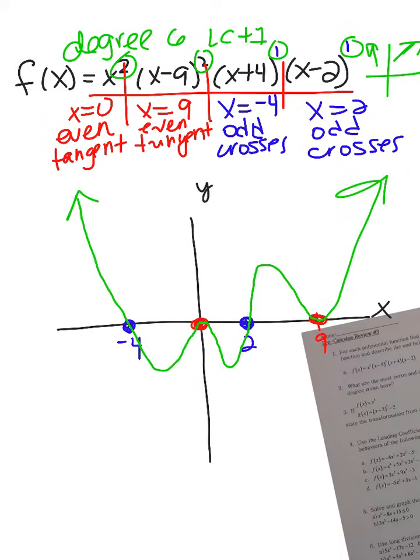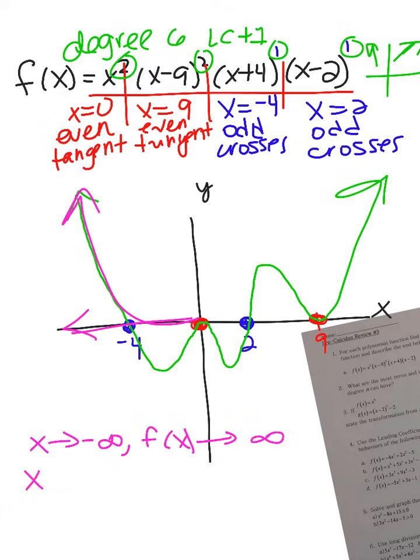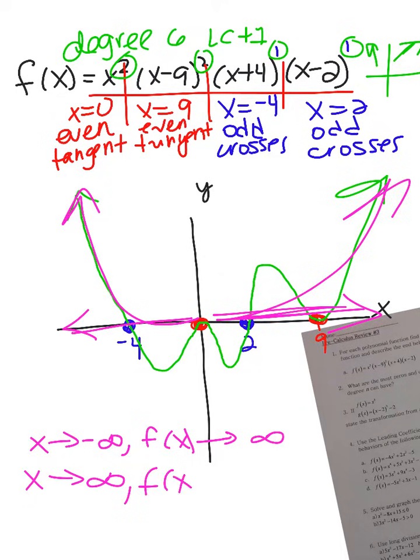All right, so now what I need is my end behavior. As x goes to negative infinity, as x goes to the left, my y goes to positive infinity. So f of x goes to positive infinity. As x goes to infinity, as x goes to the right, my end behavior goes up to the right also. So f of x goes to infinity. Okay, so let's take a look at b.